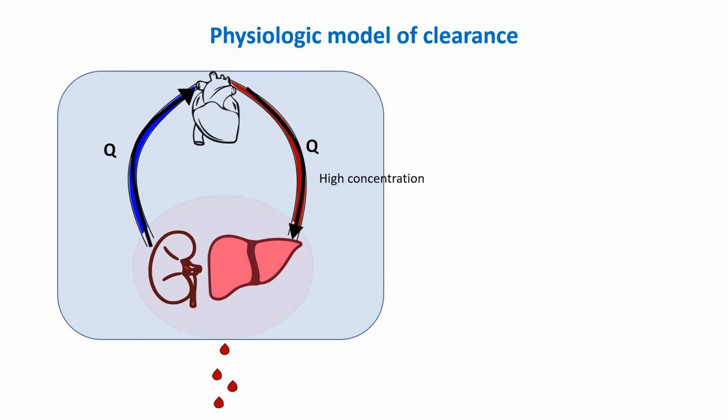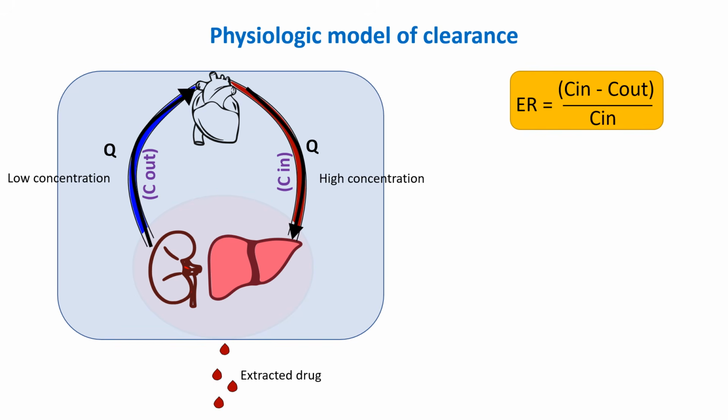This means that the concentration of drug in the blood leaving the organ of elimination is less than the blood entering it. The fraction of drug that is extracted by the organ during a single passage through the organ is called extraction ratio. Extraction ratio is calculated as ER equals C inflow minus C outflow divided by C inflow, where C inflow is the drug concentration entering the organ and C outflow is the concentration leaving the organ.